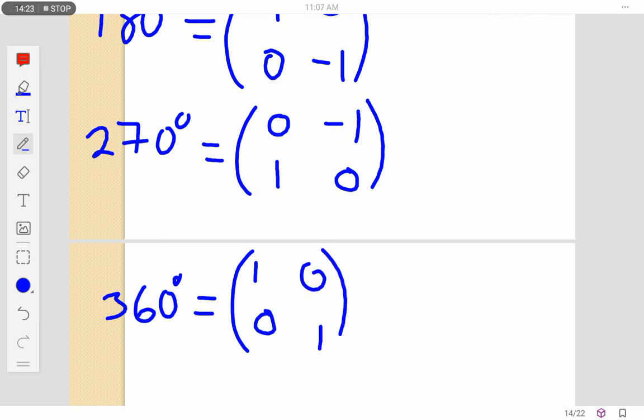Okay. So we are going to use these when we will be doing calculations, or when we will be drawing transformations through rotation about the center.